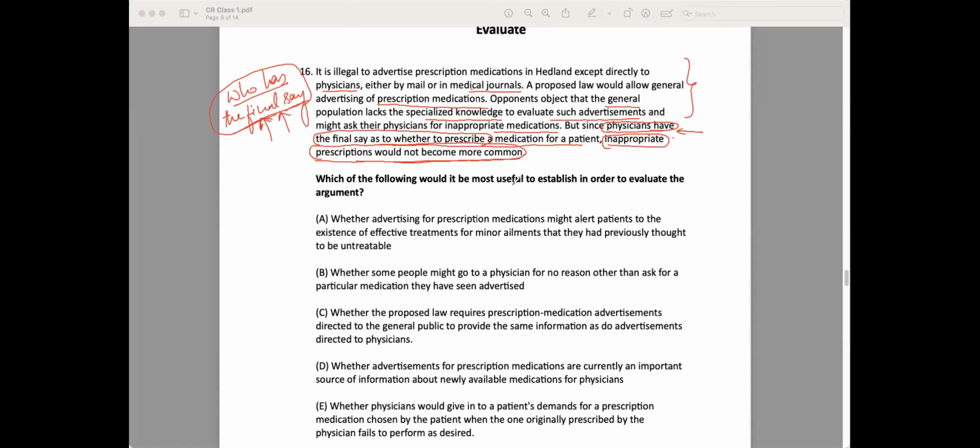So which would be most useful to evaluate? Whether advertising for prescription medications might alert patients to the existence of effective treatments for minor ailments that they previously thought to be untreatable.